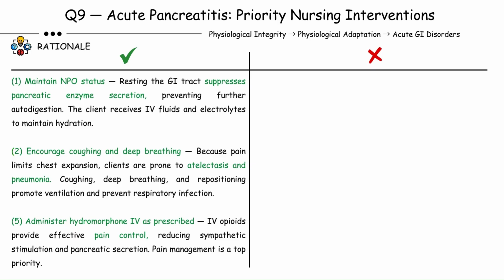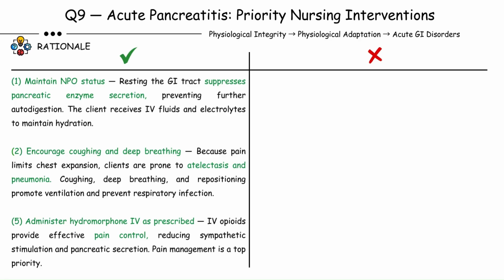Option 2. Encourage coughing and deep breathing. Clients with severe abdominal pain tend to take shallow breaths, which increases the risk of atelectasis and pneumonia. Turning, coughing, deep breathing, and incentive spirometry promote lung expansion and help prevent respiratory complications.